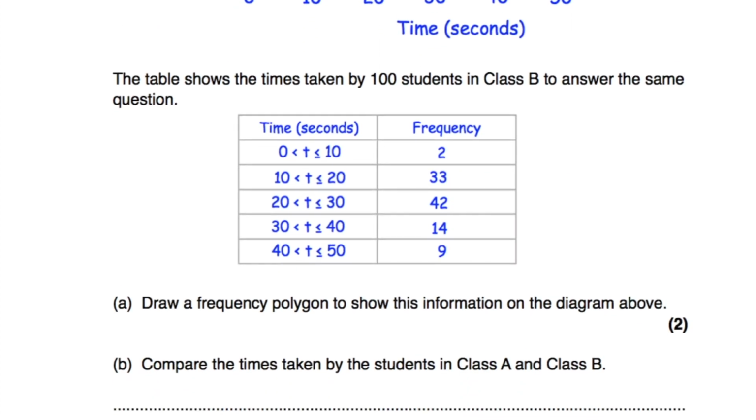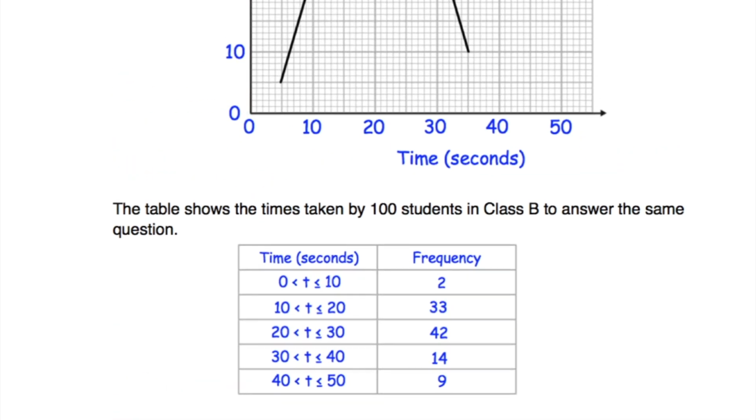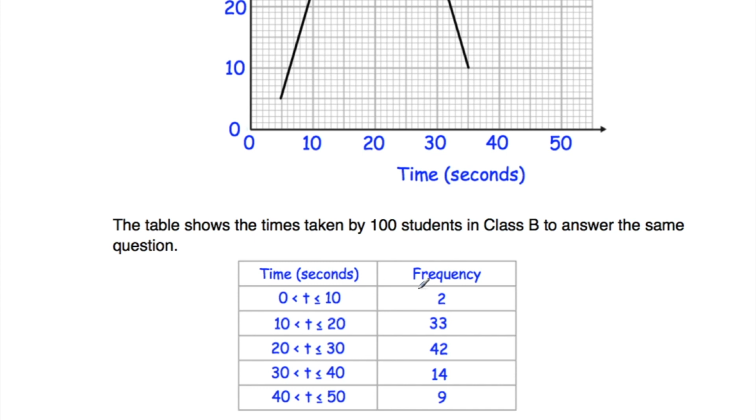And if we go on down, we've then got the table shows the time taken for 100 students in Class B to solve the same question. Draw a frequency polygon to show the information on the diagram above. So we need to show this information on the frequency polygon above. So we've got between 0 and 10 seconds, 2 students took that amount of time. So if we have a look here, we're going up from 0 to 10, and each box is going to be worth 1. So 1, 2, 3, 4, 5, 6, 7, 8, 9, 10. So each little box is worth 1.